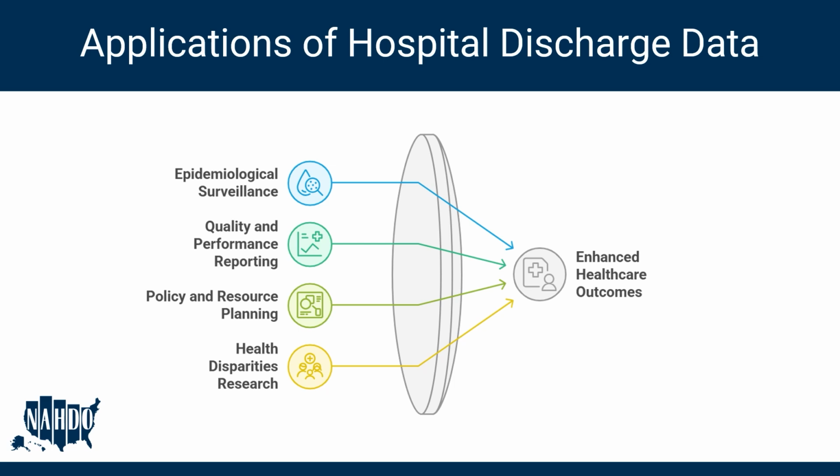A third application is policy and resource planning. Trend identification capacity of HDD can allow state agencies and healthcare providers to allocate resources effectively and plan for future healthcare needs. Hospitals can use the data to analyze their own performance and identify areas for improvement. The data can also allow them to benchmark their performance against other hospitals and track progress over time.